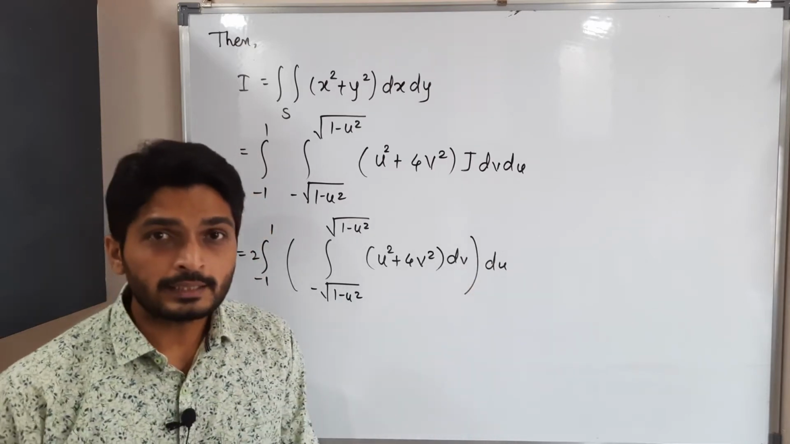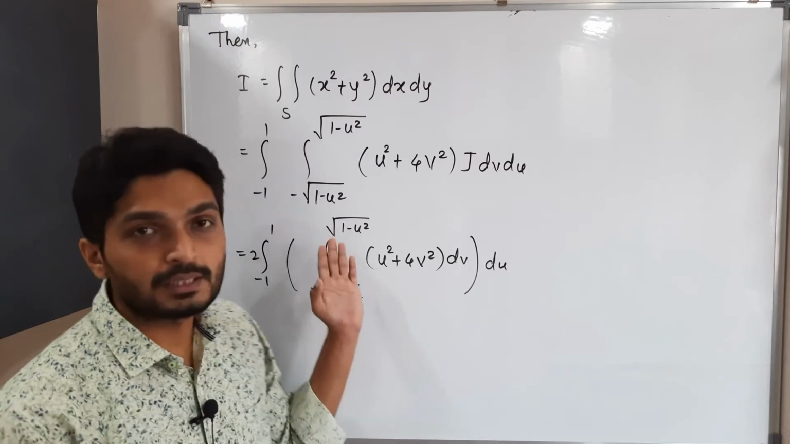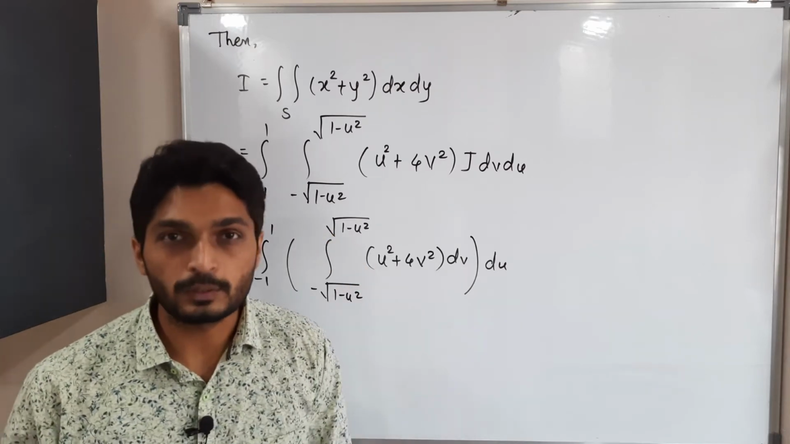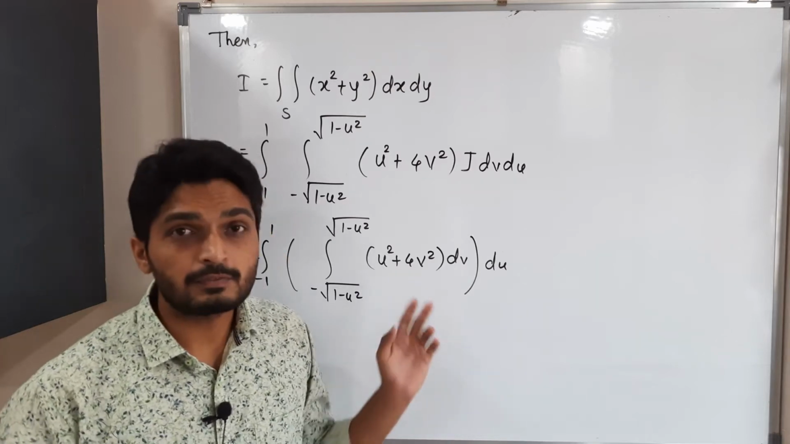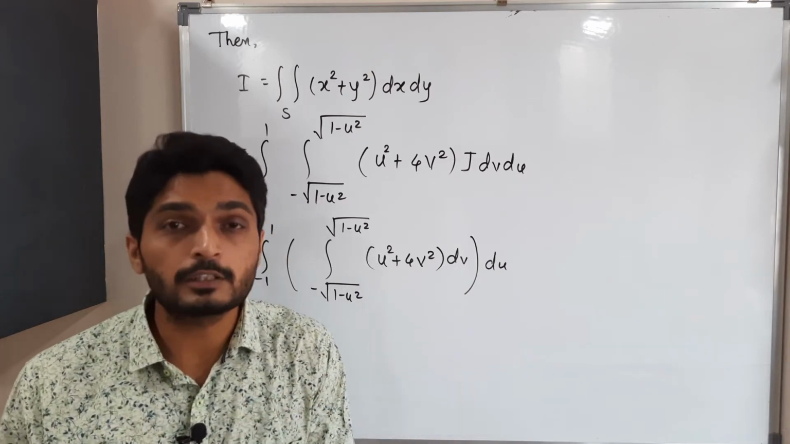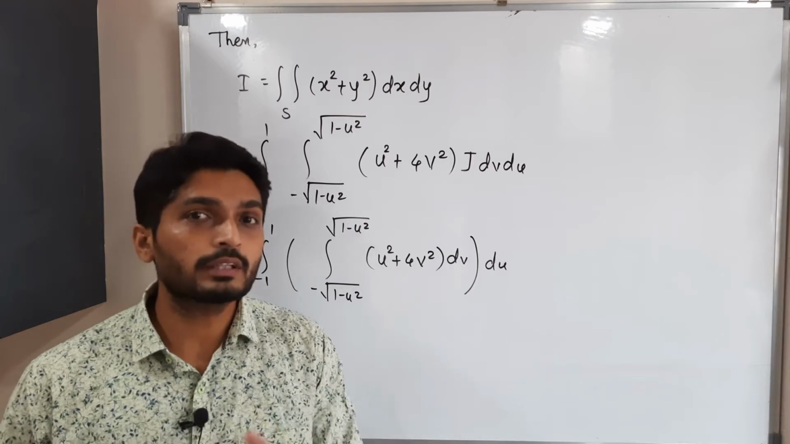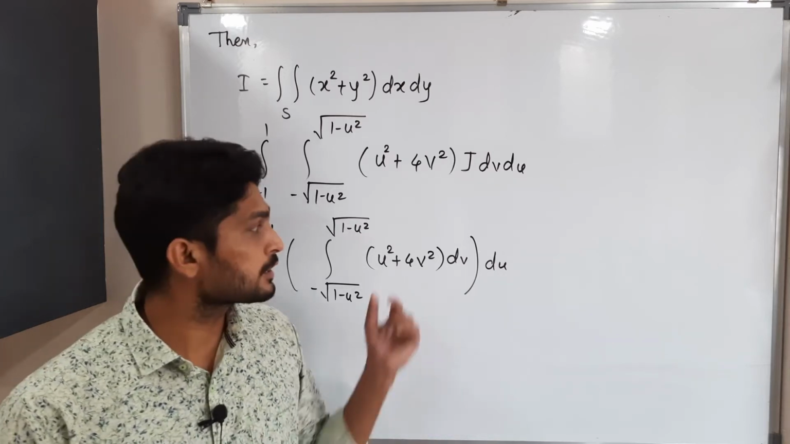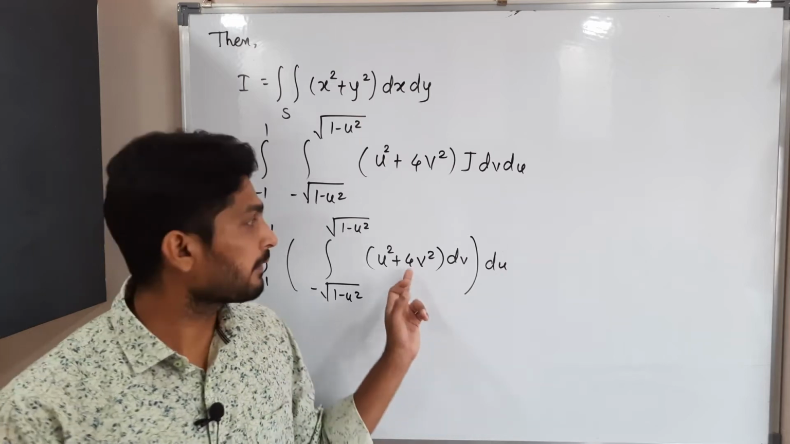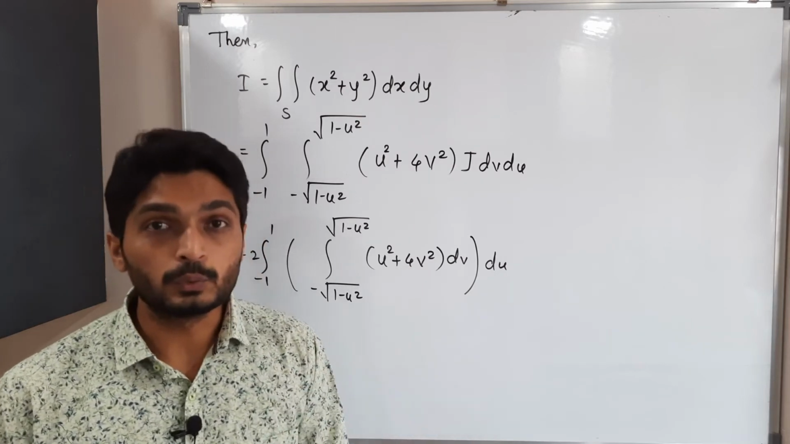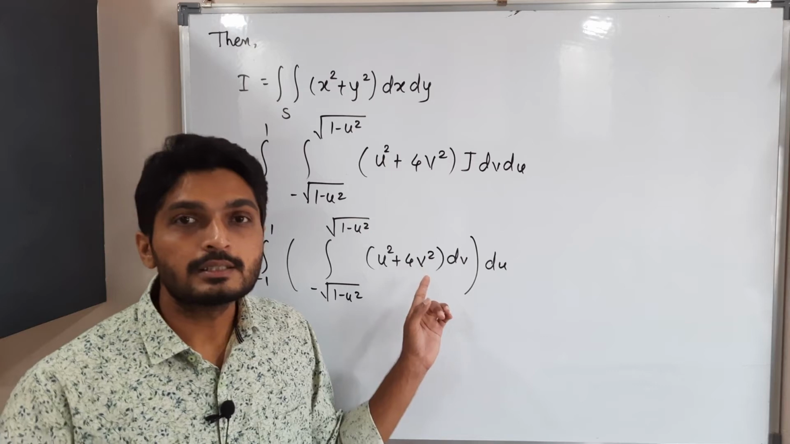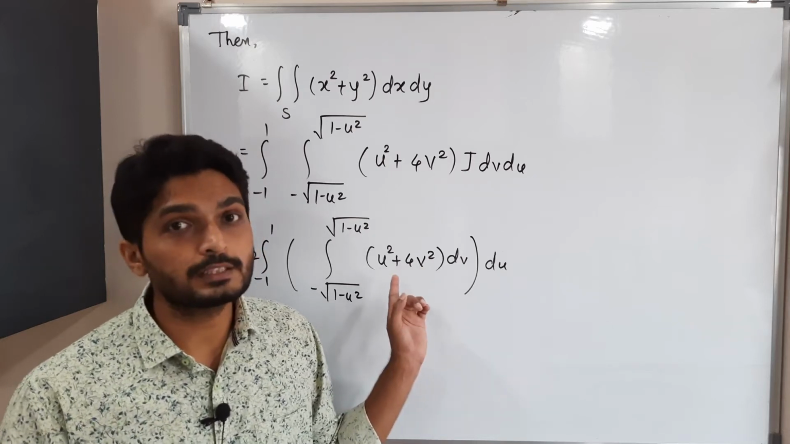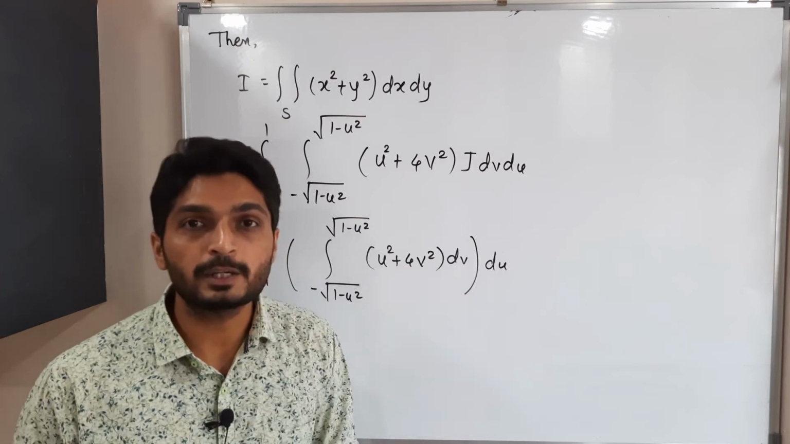But you can easily see the limits are minus to plus. Both limits are the same, just different in sign only, right? In this case, when you have such limits, we need to check whether the function is even or odd. What do you think, is the function even or odd? Obviously the function is even, since v square has an even power, and u square is a constant since we are integrating with respect to v.